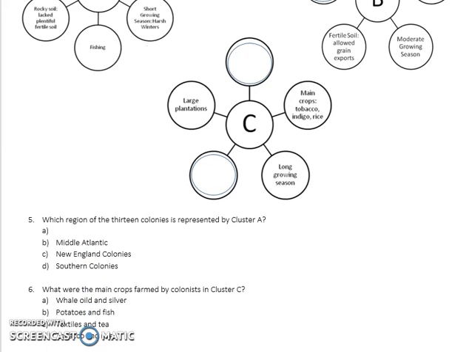Number 6. What were the main crops farmed by colonists in cluster C? A. Whale oil and silver. B. Potatoes and fish. C. Textiles and tea. Or D. Tobacco and rice.